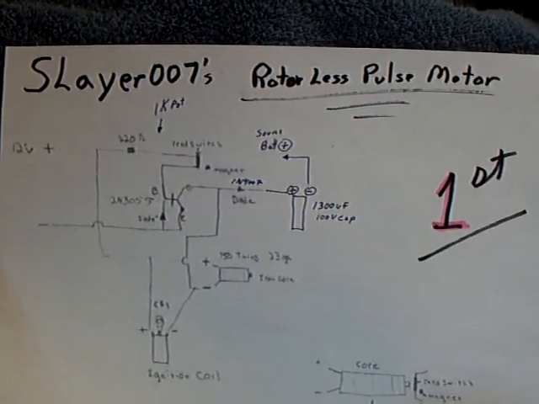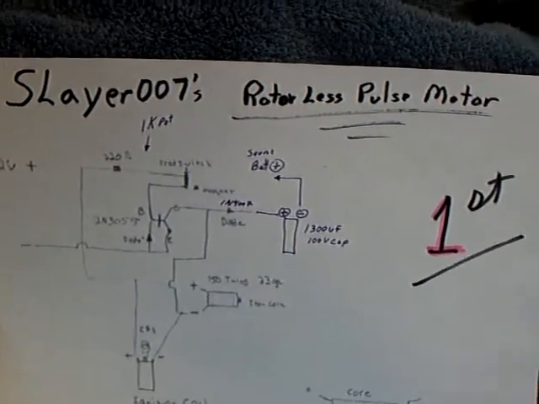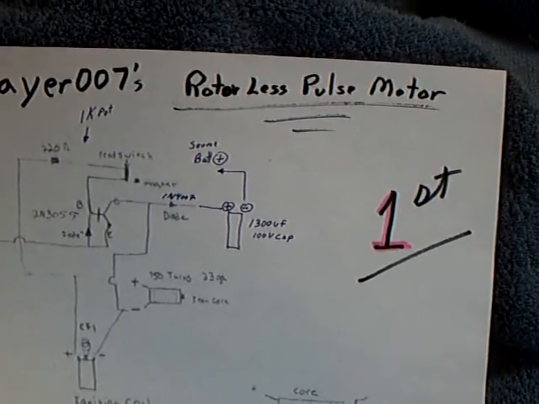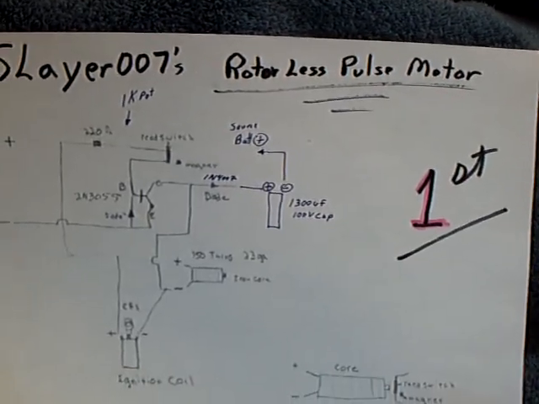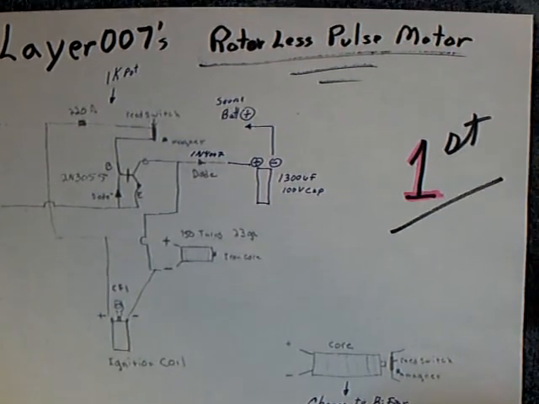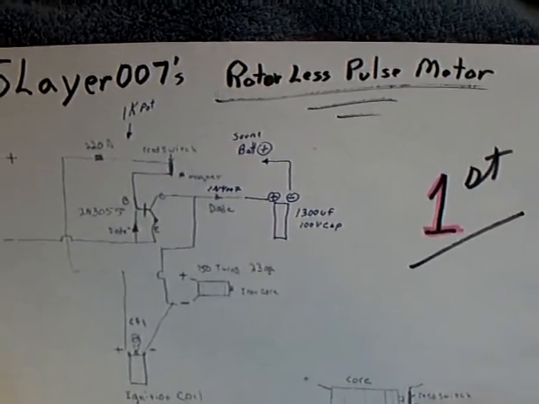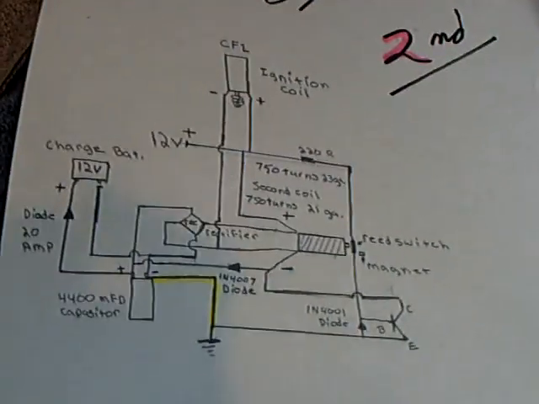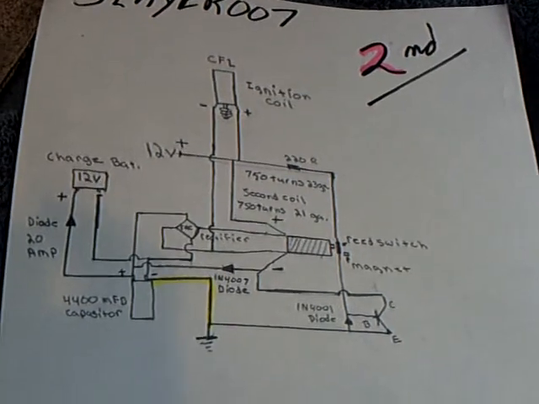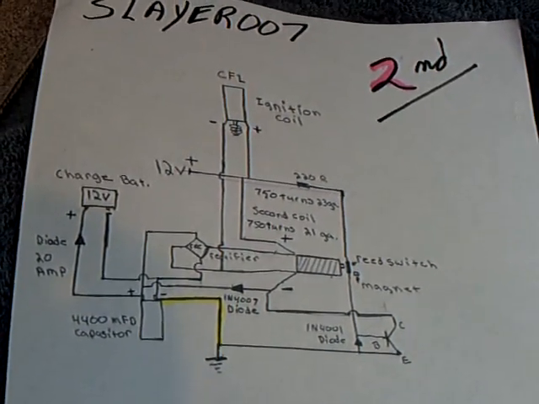Alright, and welcome back. This is a continuation of the Slayer 007 rotorless pulse motor and my replication of his circuit and what I've been able to discover with my experimentation. And he has come up with a second circuit that is very similar to the circuit that I showed in my last video. This is his second circuit.